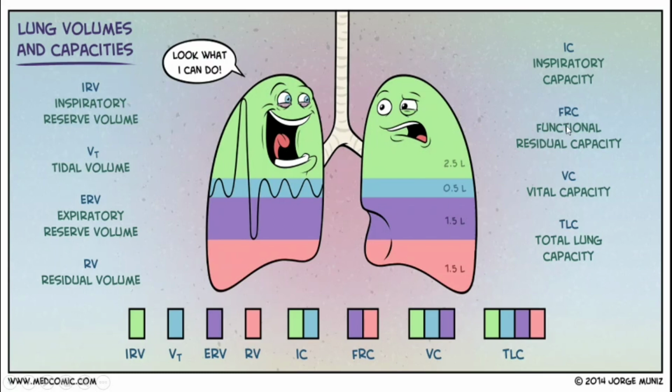The same is true for the functional residual capacity. The functional residual capacity is the sum of the residual volume and the expiratory reserve volume. And why are you calling it functional residual capacity? Because in the functional residual capacity, you have the expiratory reserve volume and the residual volume, but the expiratory reserve volume is being utilized by you, so this is functional for you. Therefore, you call it the functional residual capacity.